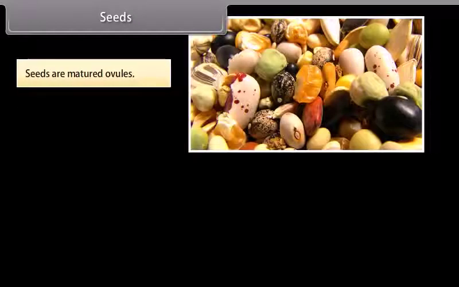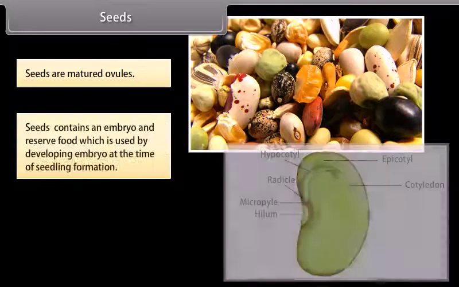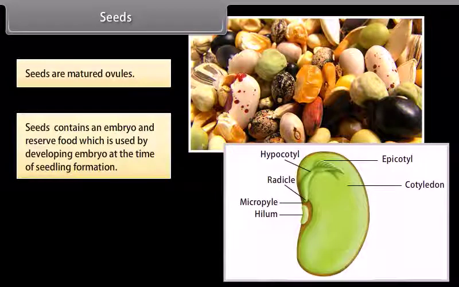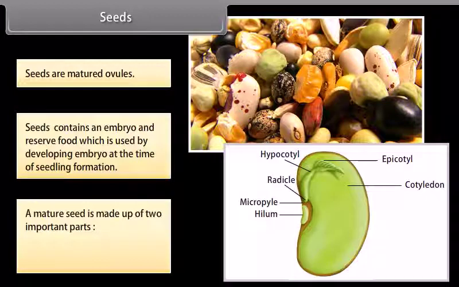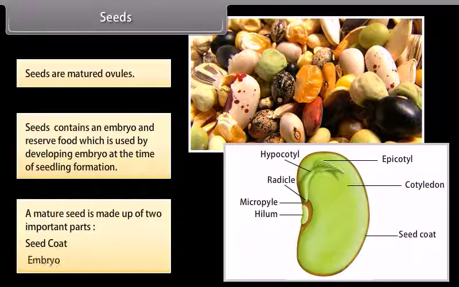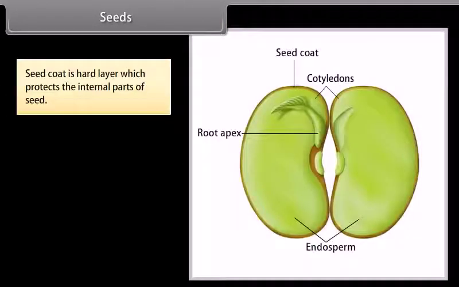Seeds. Seeds are matured ovules. Seeds contain an embryo and reserve food which is used by the developing embryo at the time of seedling formation. A mature seed is made up of two important parts: seed coat and embryo. The seed coat is a hard layer which protects the internal parts of the seed.